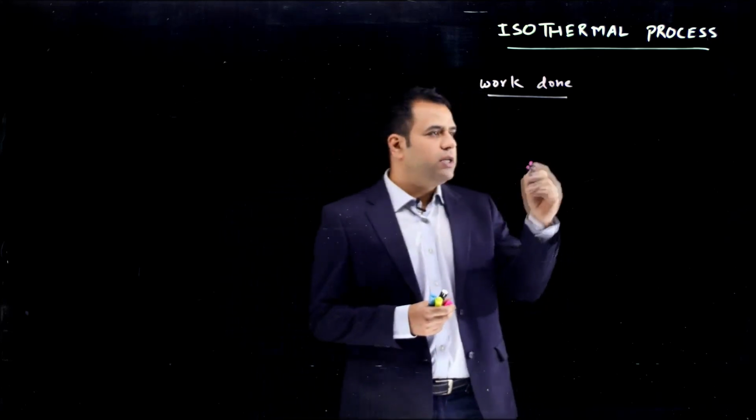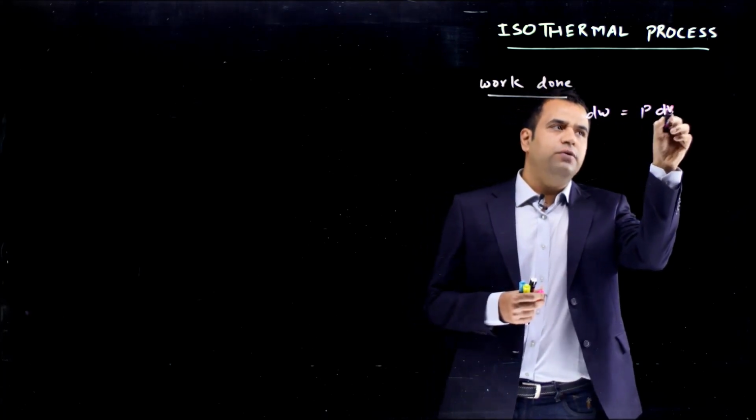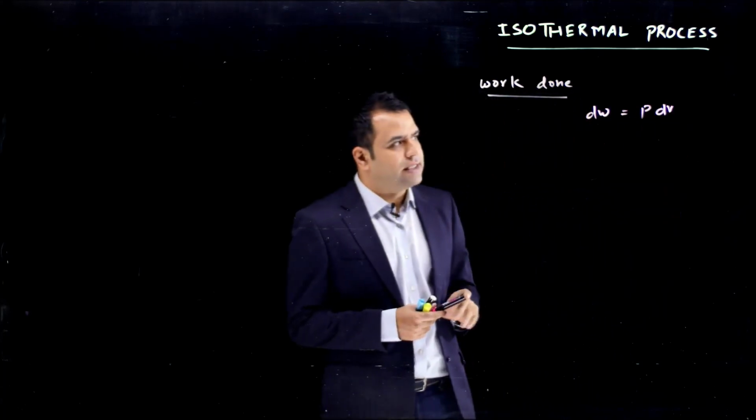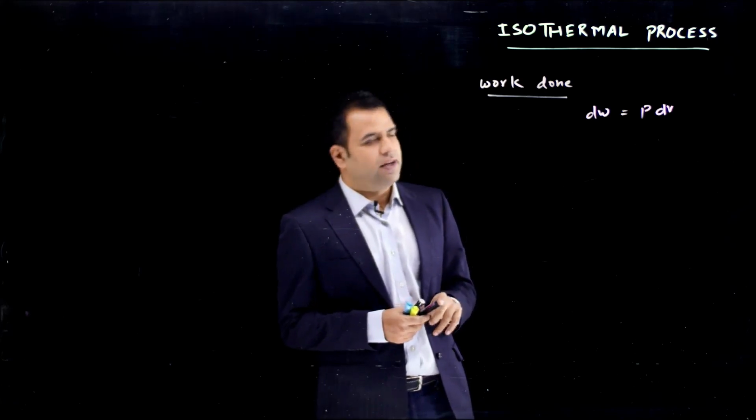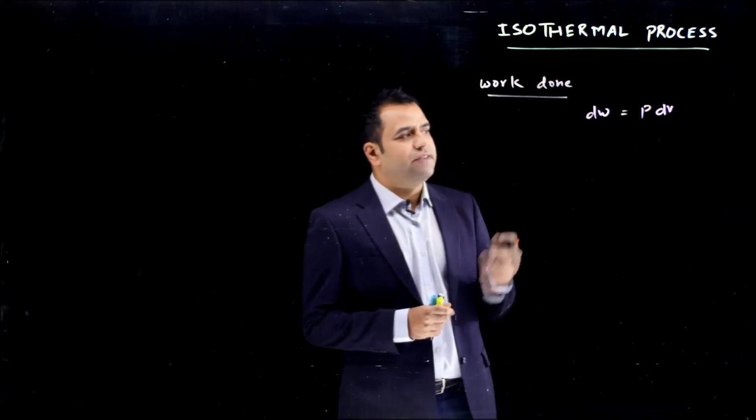Now in case of work done, you know the formula for work done is PdV for a closed process where the piston is there. So when the process is closed, and for us the system is always a closed system, work done is defined as PdV.